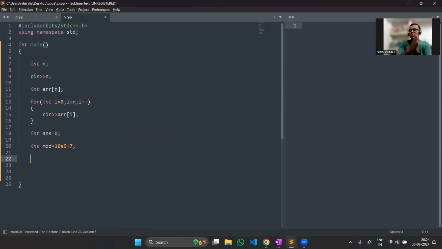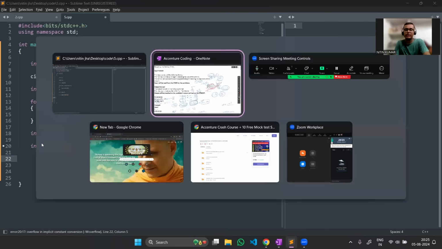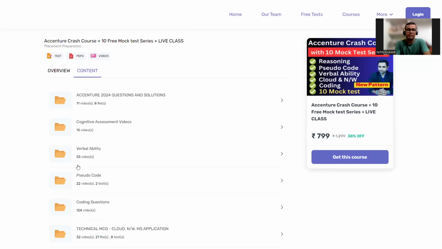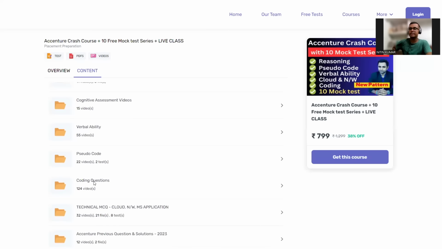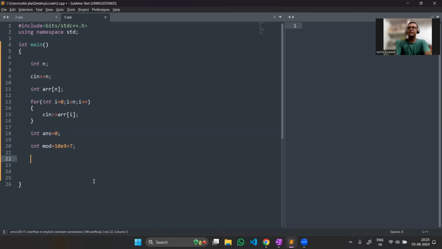Now, all this thing, how the mod operator will work, how the map will work internally, all of it has been discussed in the course. So if you check out the Accenture course, there you will also find the coding videos. Many coding videos are there. You can see, if I again show you, 124 coding videos. So in these coding videos, all these concepts are discussed in detail.